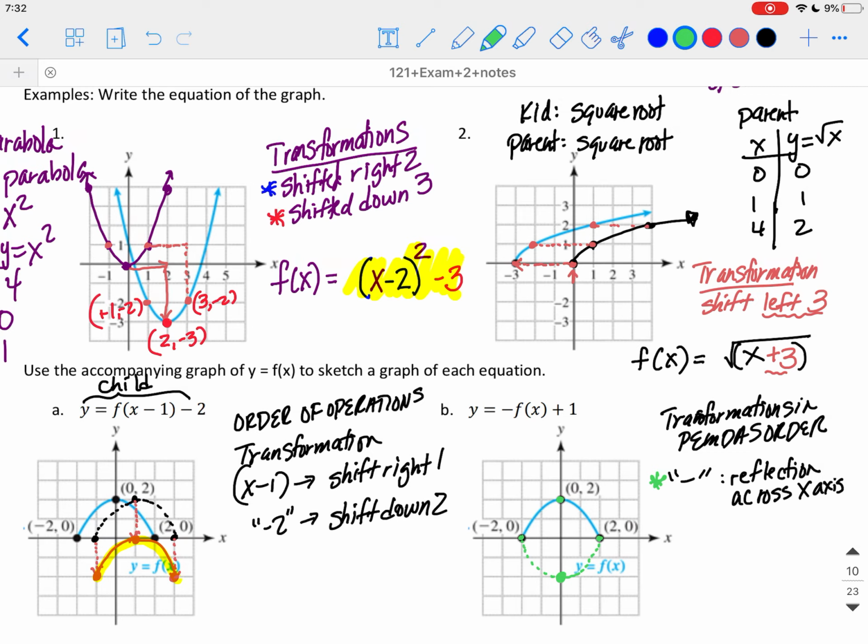And then the last thing that we have, I'm going to put this plus 1. That plus 1 is going to shift up 1. So each point is going to be shifted up once, right here. Then this one's going to be shifted up once, right here. And this point is going to be shifted up once, right here. And so this right here is the graph of our child being born. Right there. That's our answer.